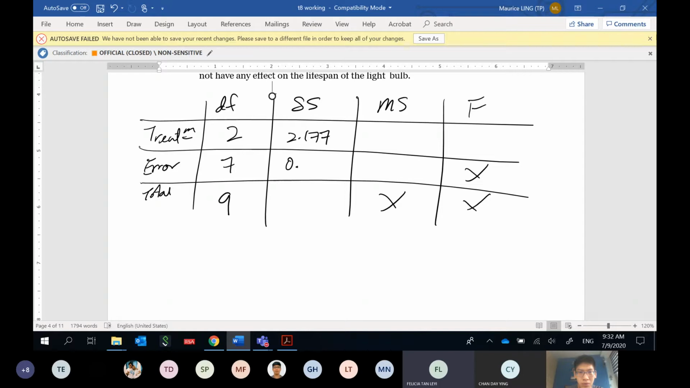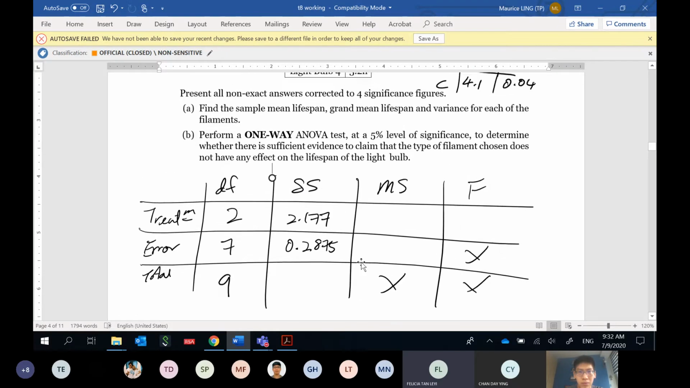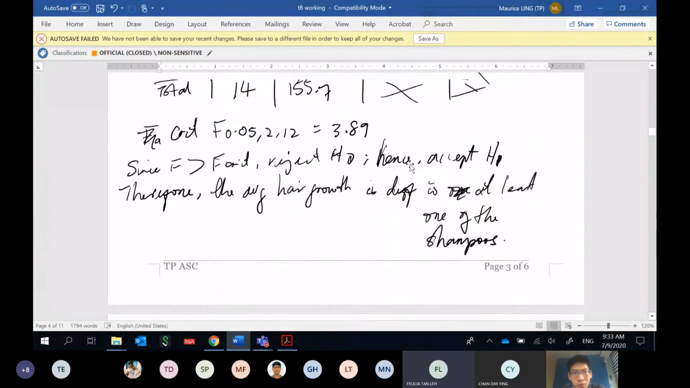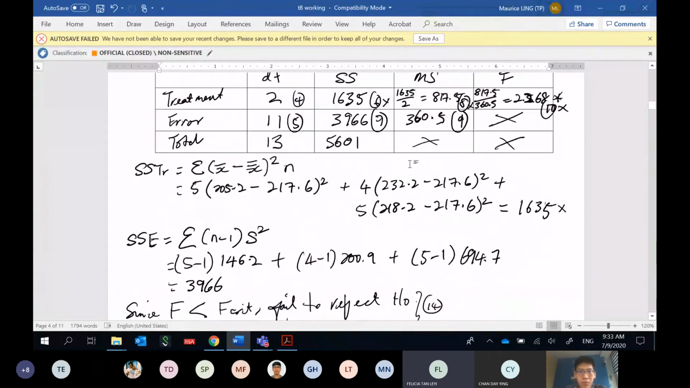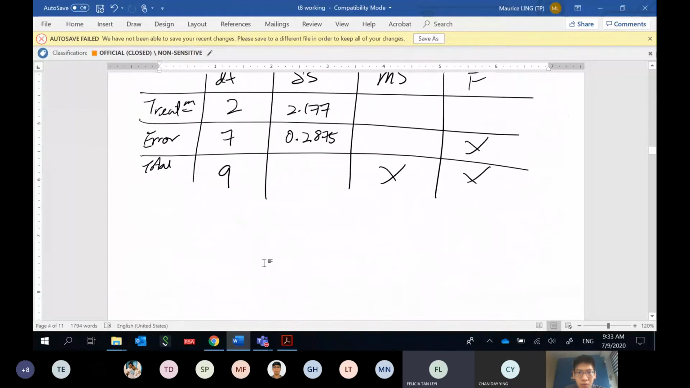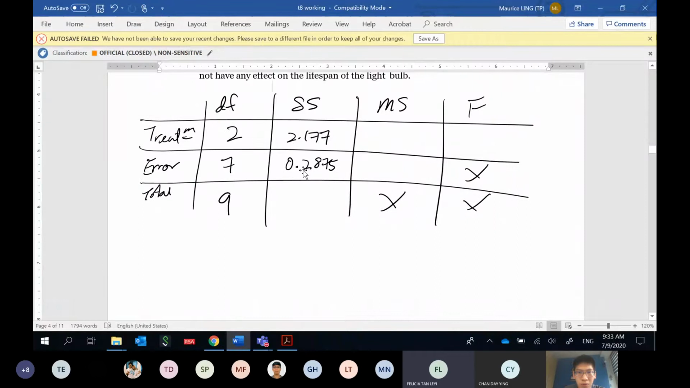0.3675. Okay, it's not 0.367. I get my answer as actually 0.2875. Okay. Do you use n minus 1 or n? It means this part. N minus 1. Okay. Can you try to recalculate again? Maybe my answer may be wrong there. Let's see whether you can.